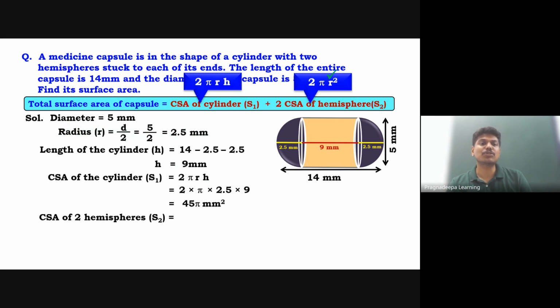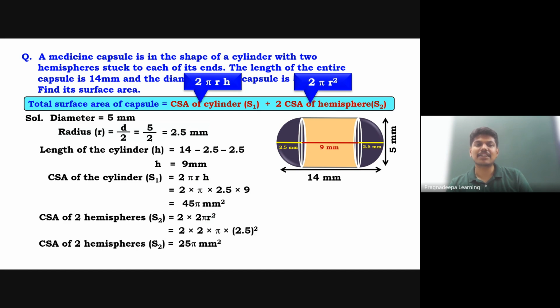So the curved surface area of the two hemispheres is 2 into 2 pi r squared, which is 2 into 2 pi into 2.5 whole square. After simplification, you will get it as 25 pi millimeter square. I guess for everyone, there is no need of me explaining how 2 into 2 into pi into 2.5 whole square is 25 pi. Should I explain? See, should I explain means it's a question I am asking. No, sir. No, sir.